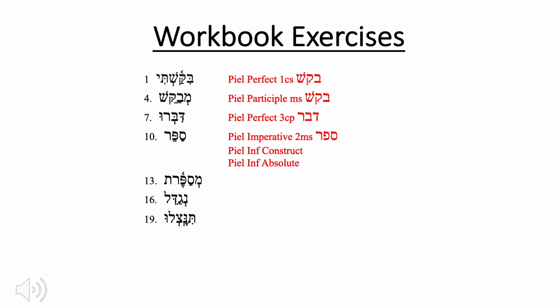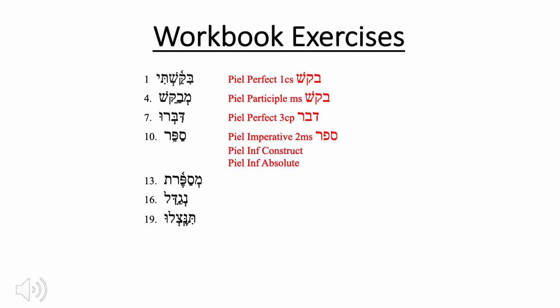How about number 10? Number 10 is actually 3 particular categories. We have a Piel imperative, a Piel infinitive construct, and a Piel infinitive absolute. The fact that this is a Piel can be seen by the dagesh in the middle root letter. You'll notice in the previous examples, whenever we have a shewa underneath the first root letter, the next letter always has a patach as its vowel.